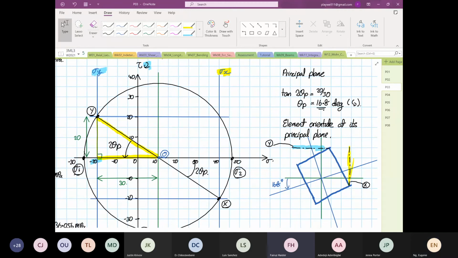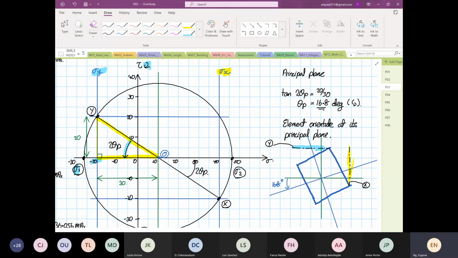Can you explain again why that 16.8 is counterclockwise? Okay, because you see this arrow down here that I highlighted in blue, yes or no? From y to the principal plane, or the principal stress axis, where shear stress is 0, is rotated in an anti-clockwise direction. Yes? Got it. Okay, good. Anything, stop me, okay? I don't want you to be lost.